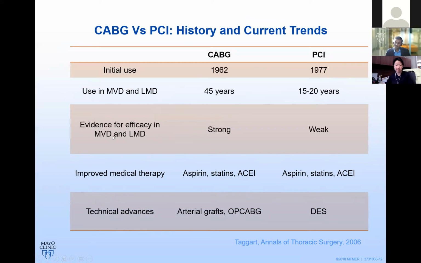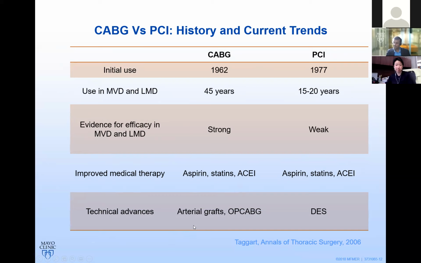Evidence for efficacy in multivessel disease and left main disease is strong for CABG, but slightly weaker for PCI. Both these approaches have benefited from improved medical therapy, in terms of the use of aspirin, certain lipid lowering agents, cholesterol lowering agents, and some blood pressure medications which allow remodeling of the heart. And there are some technical advances in both these approaches which have improved their success.